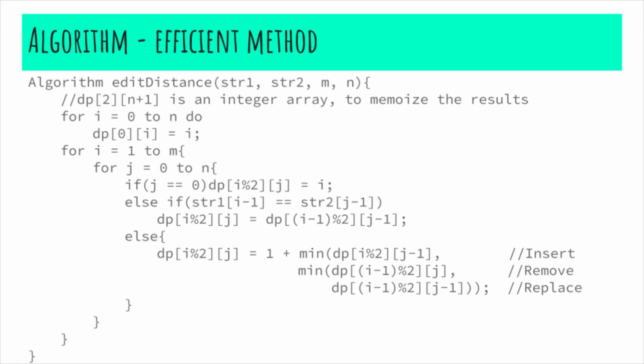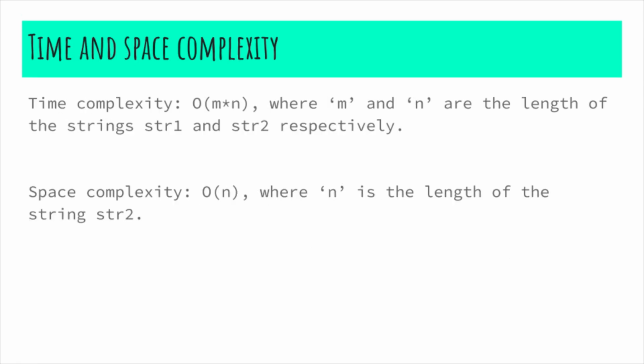In this case, the time complexity will be order of m cross n, where m and n are the length of string 1 and string 2 respectively, whereas the space complexity is order of n, where n is the length of string 2. Edit distance finds its application in computational biology and NLP, like spelling corrections, OCR errors, approximate string matching, where the objective is to find matches for the short strings in many longer texts.